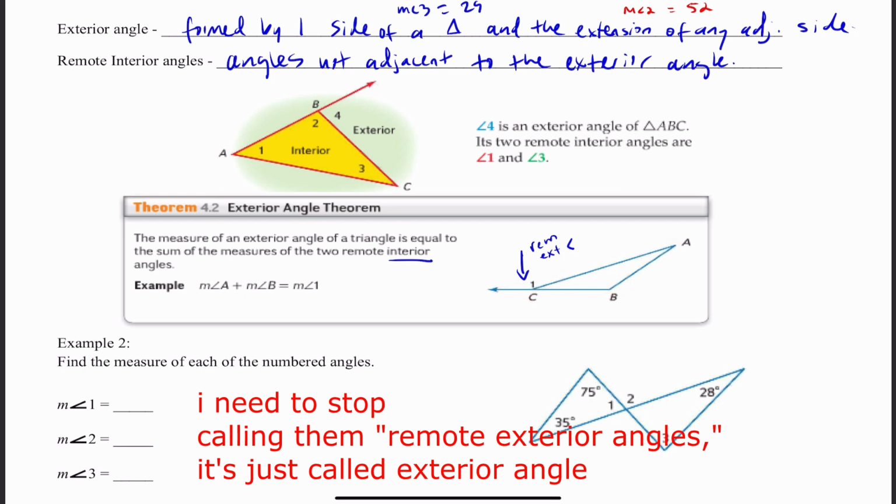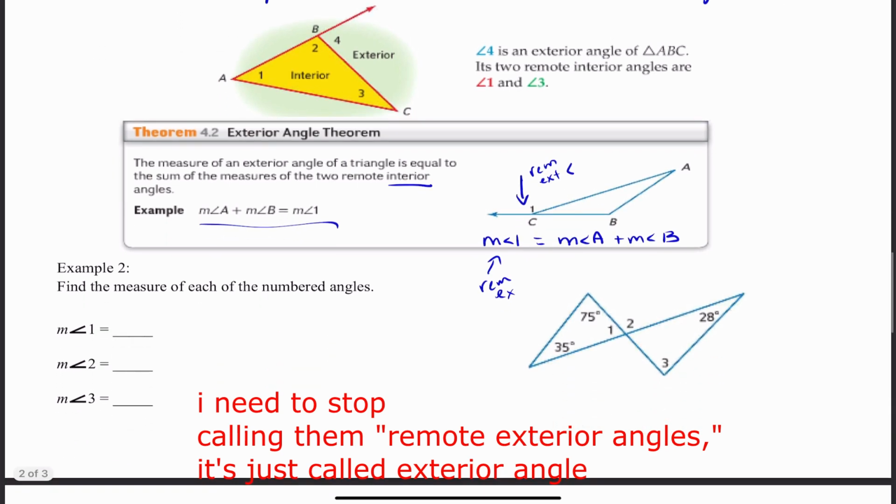So the measure of angle 1, I know it says right here, but I'm going to rewrite it, is equal to this angle plus this angle. So that's equal to the measure of angle A plus the measure of angle B. So let's go ahead and take a look at example 2. Find the measure of each numbered angle.